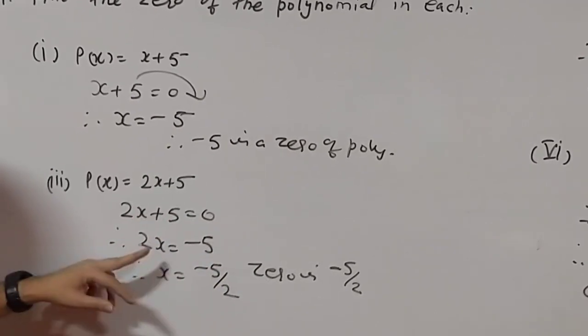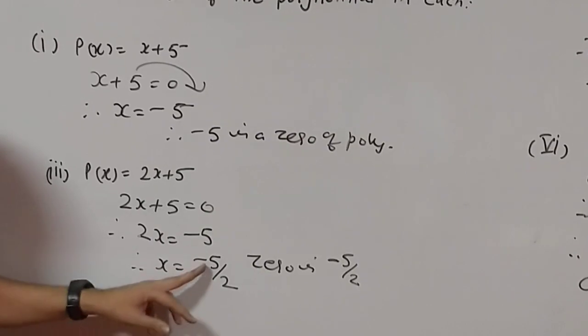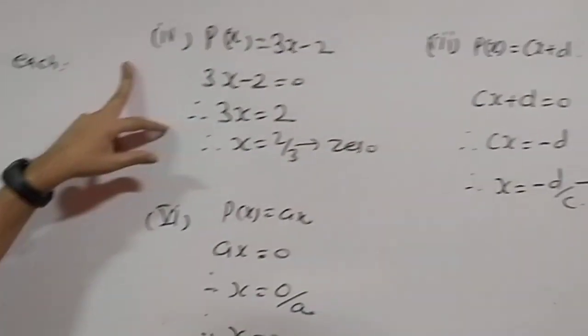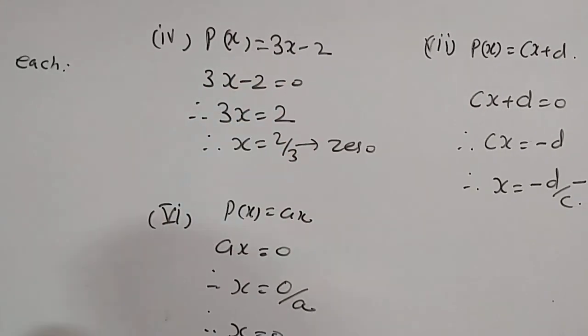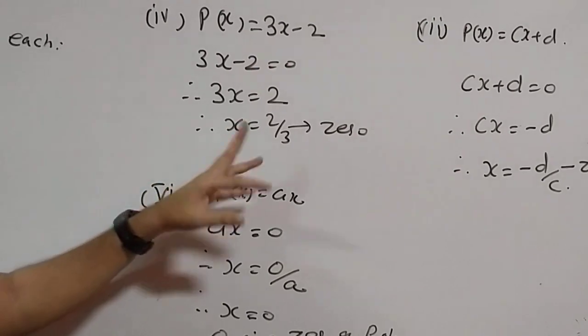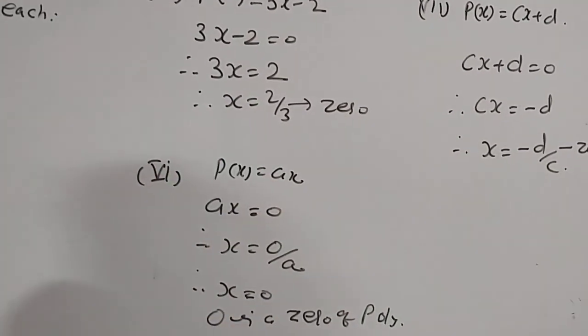Then this is in multiplication, so it goes to division. Therefore x is equal to minus 5 by 2. Similarly, here in the fourth sum, 3x minus 2 is 0. Therefore minus 2 goes on the other side as plus 2. So x is equal to 2 by 3. Therefore 2 by 3 is the zero of the polynomial.